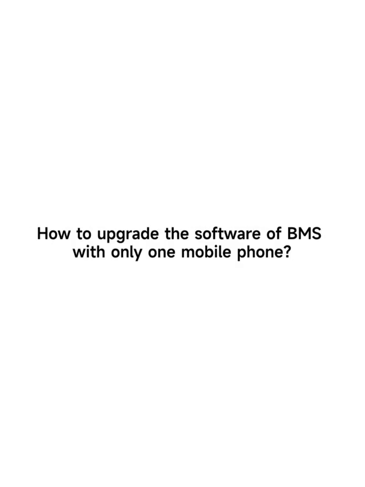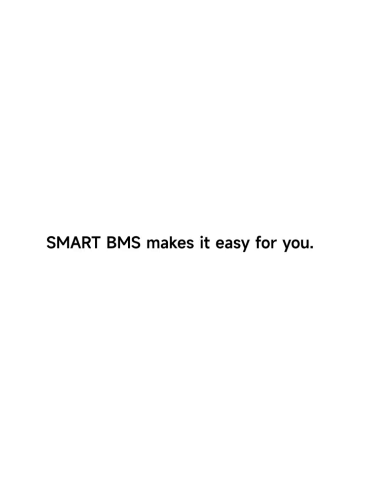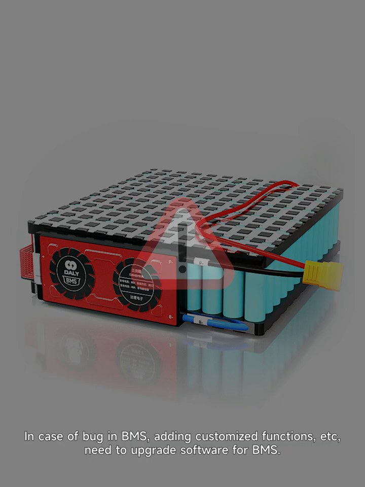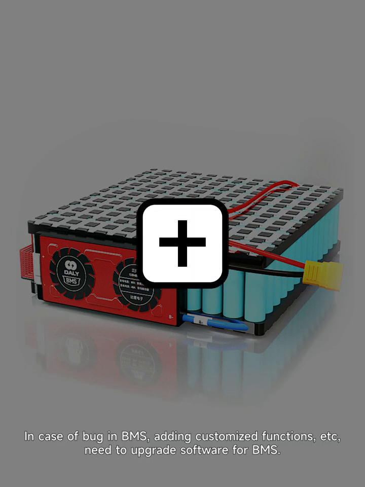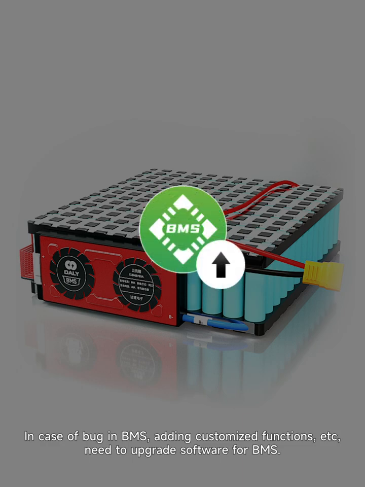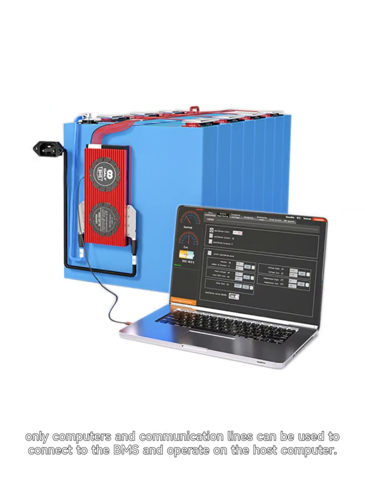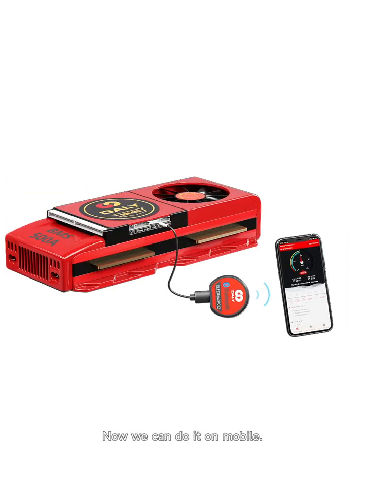How to upgrade the software of BMS with only one mobile phone. Smart BMS makes it easy for you. In case of a bug in the BMS, adding customized functions, etc., you need to upgrade the software for the BMS. In the past, only computers and communication lines could be used to connect to the BMS and operate on the host computer. Now we can do it on mobile.